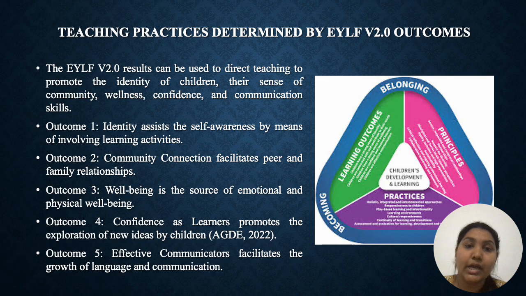Outcome 1, that is identity, aims to develop a strong sense of self among children by involving them in interesting learning activities that enhance self identity and self advancement. Outcome 2, that is community connection, encourages children to develop relationships with peers, families, and the community. These outcomes will motivate the teaching practices as they guarantee that the needs of every child will be fulfilled and promoted, along with active involvement in learning.